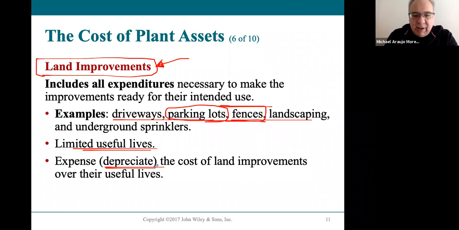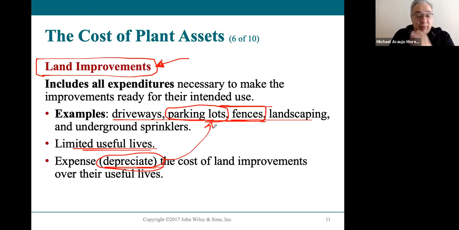But in the case of a parking lot, we know roughly from past experience, there are many parking lots that have been built over the years. We know that most parking lots will last, say, 10 years, 15 years, in which case they're going to have to be replaced. They're going to be torn up, retarred. Same thing with fences. Fences have a useful life, say, between 7 and 10 years. And so after that period of time, very likely you're going to need to replace that fence. Because they have a useful life that can be estimated, you can actually depreciate the cost of these over that period of time.